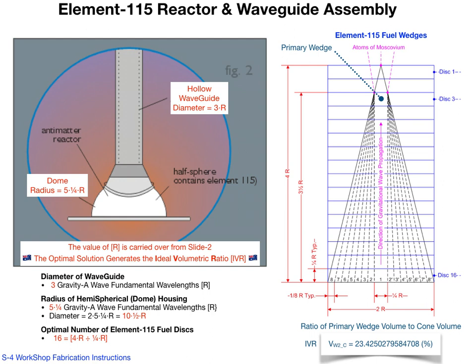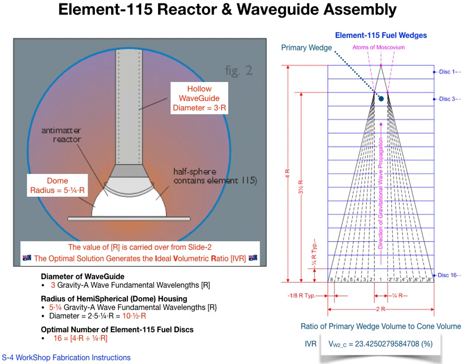Anyway, on the left-hand side we see the element 115 reactor and waveguide assembly. On the right-hand side we see the element 115 fuel wedge manufacturing process. In both illustrations, all dimensions are expressed in terms of the letter R. This means that, irrespective of the value of R, the entire solution scales proportionally. It also means that the ratio of the volume of the primary wedge to the volume of an uncut cone is the same for all values of R.